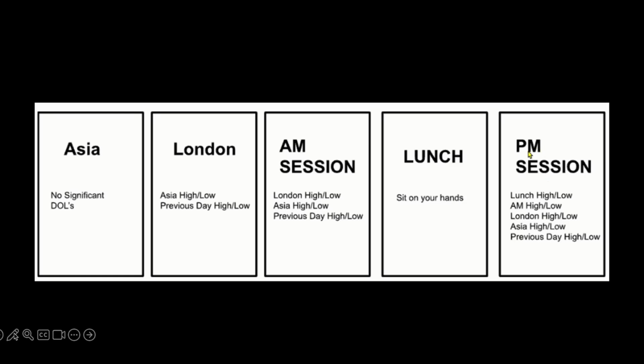So if we're taking a look at the PM session, we can see that we refer to the lunch high and low, the AM high and low, the London high and low, the Asia high and low, the previous day high and low. And are you noticing that there's a hierarchy to the lows or highs that are relevant during the current session? Notice that the most recent session is the most important for the session that we're currently in, but the other sessions before that recent session should also be noted when it comes to what liquidity pools could be targeted.